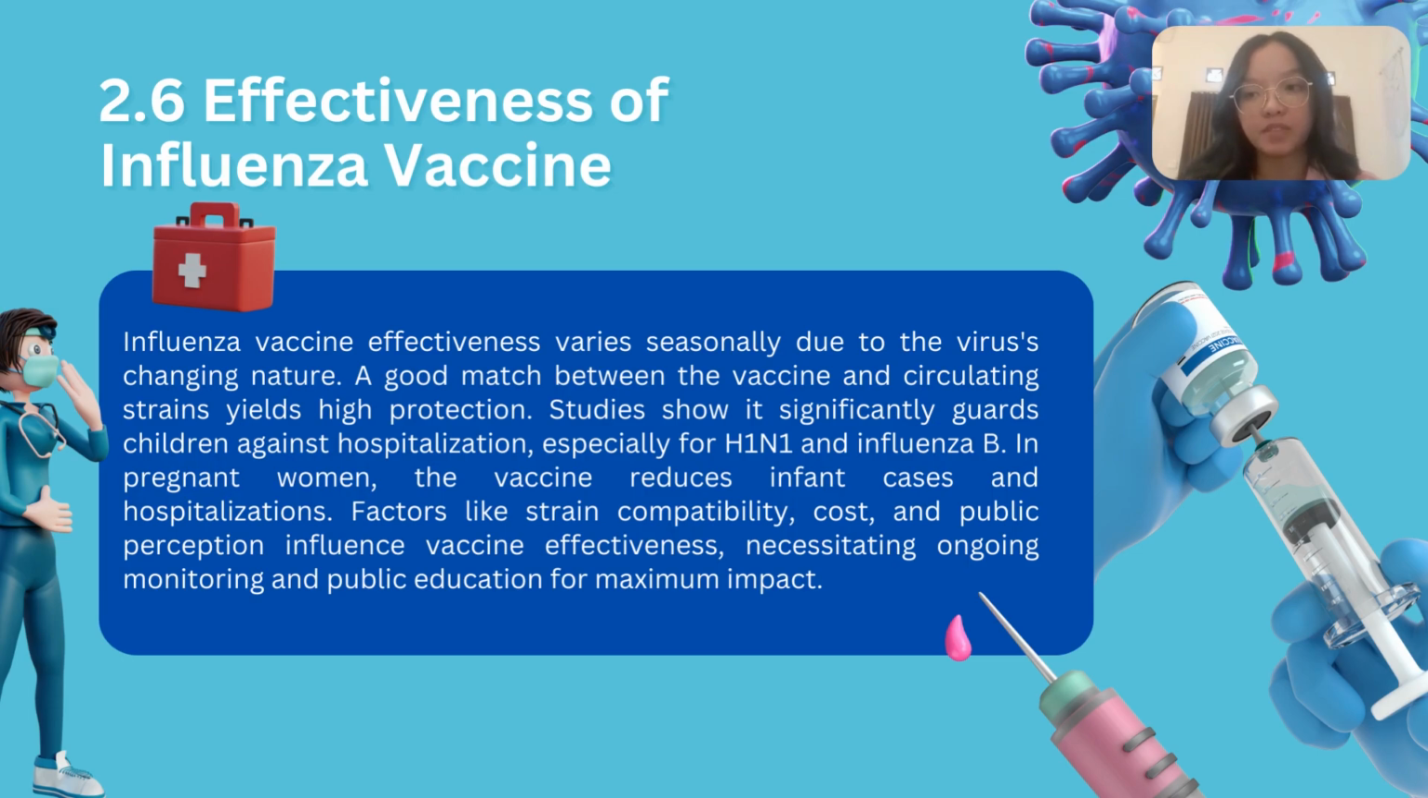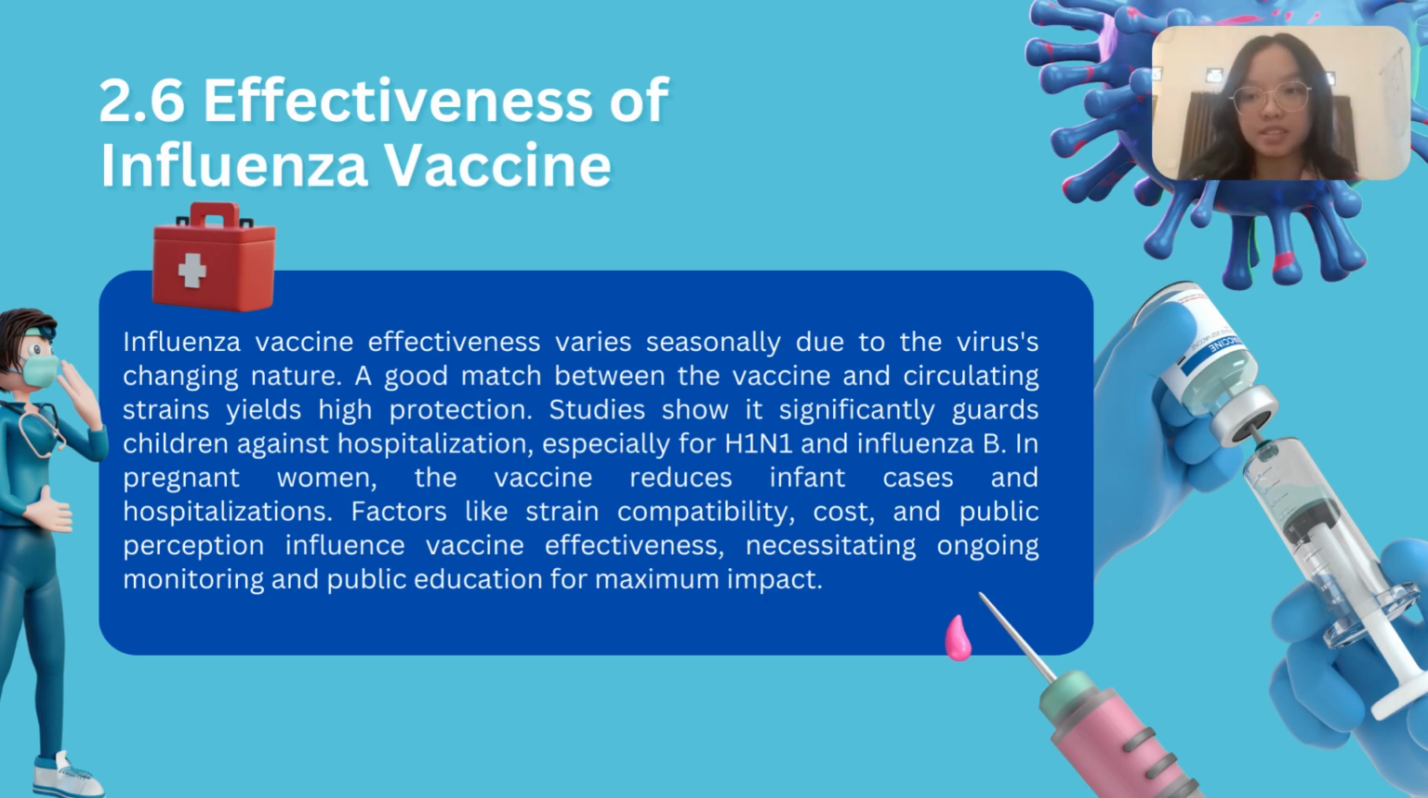The effectiveness of influenza vaccines can vary from season to season due to the evolving nature of the influenza virus. It relies on the degree of match between the vaccine and circulating strains, with a good match resulting in high success rates in preventing infection.